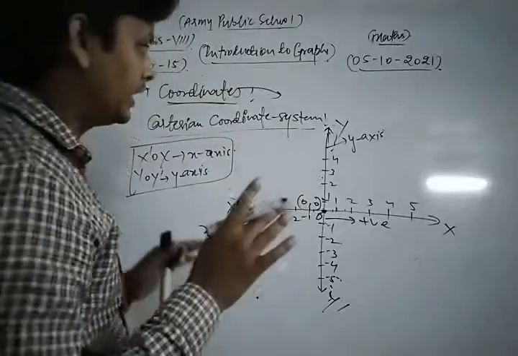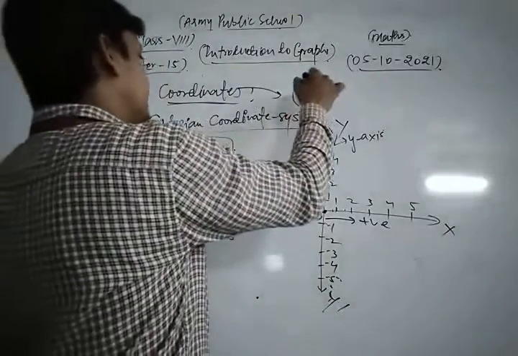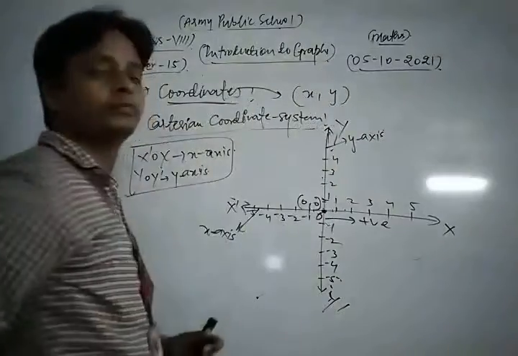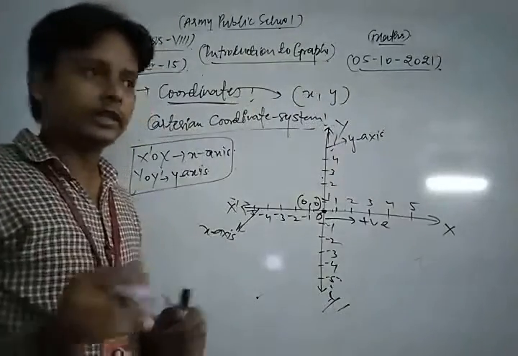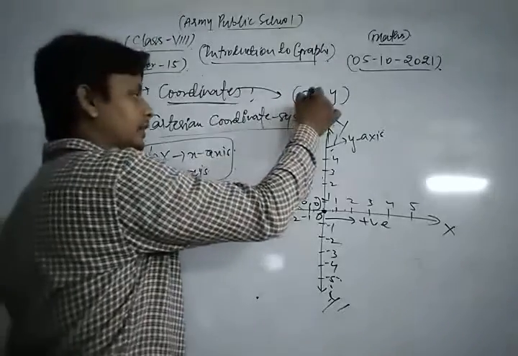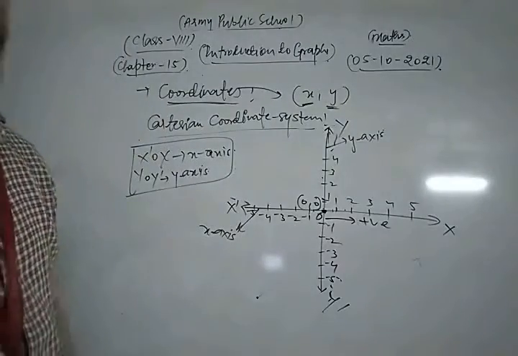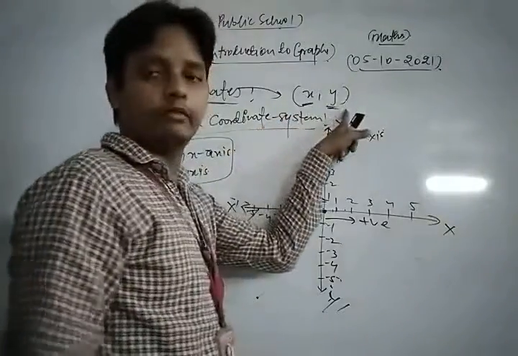Dear students, any coordinate can be written in the form of an ordered pair x, y. Any point, any coordinate in the form of x, y. X is what is called the abscissa, and y is called the ordinate. This is called the x coordinate, and this is called the y coordinate.